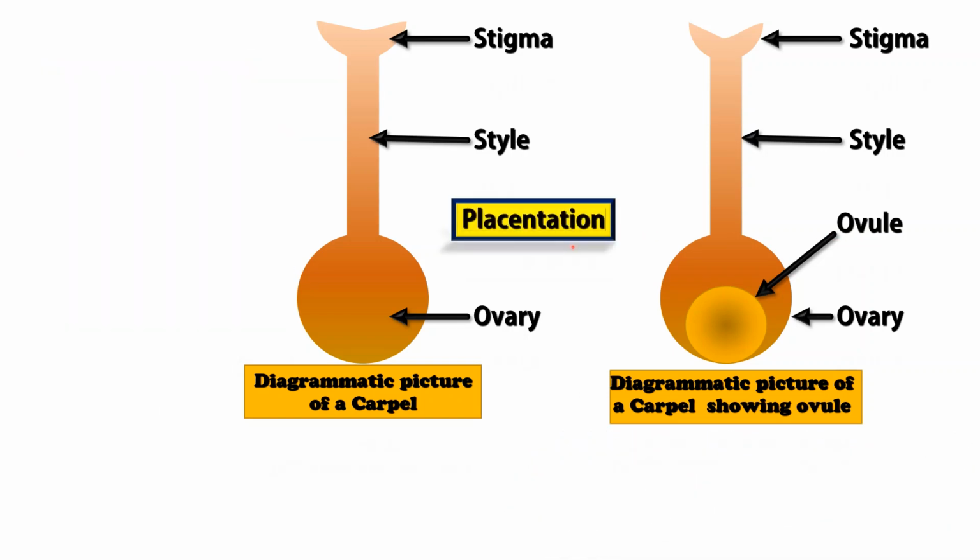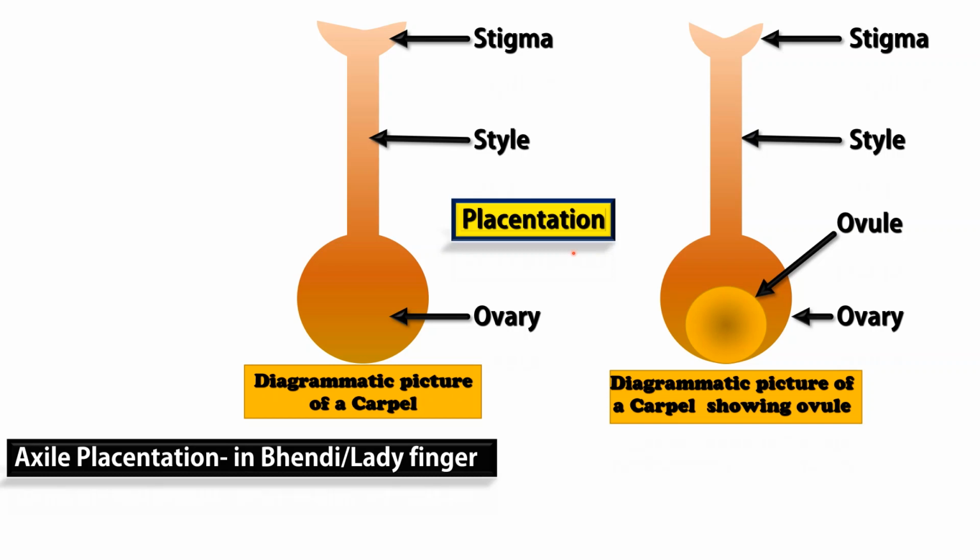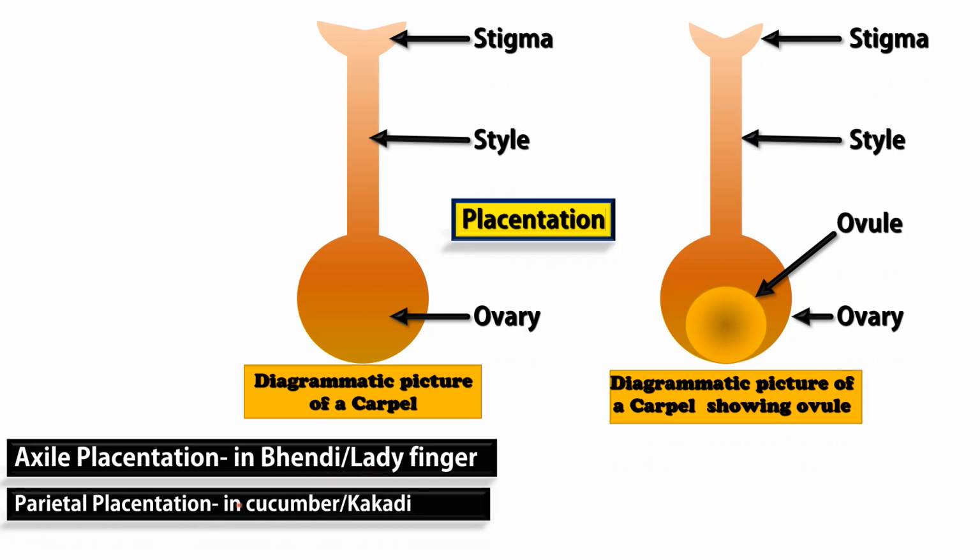Students, you can easily observe different types of placentation in day-to-day use fruits. For example, we can see axile placentation in bhindi or ladyfinger. Similarly, in cucumber, we can see parietal placentation.